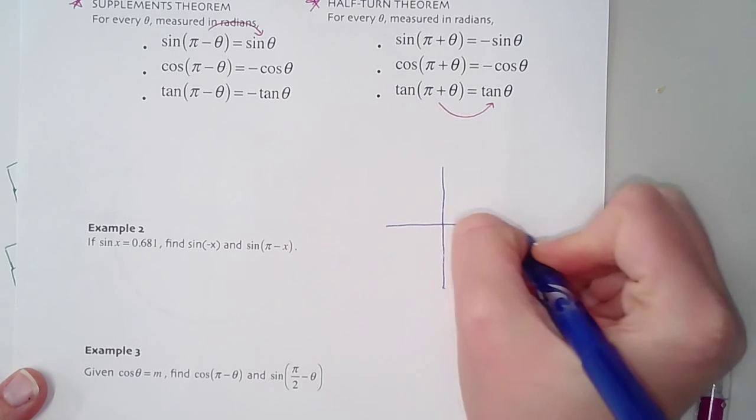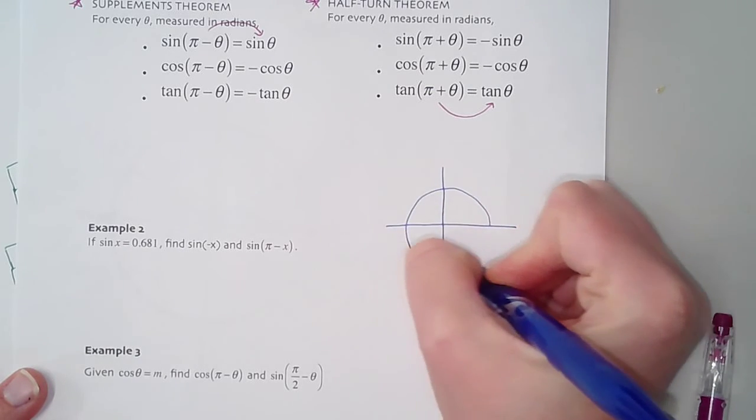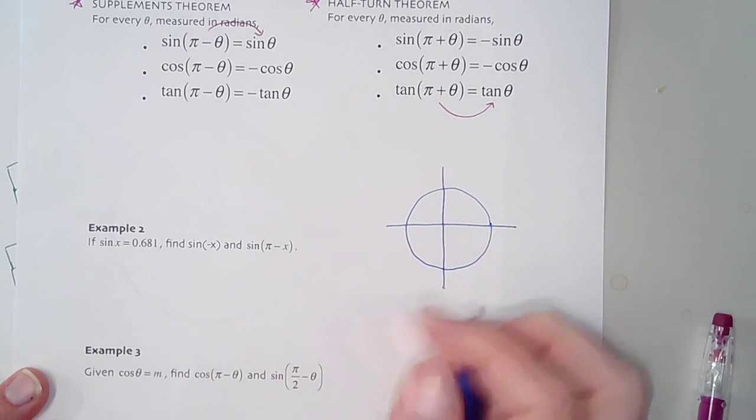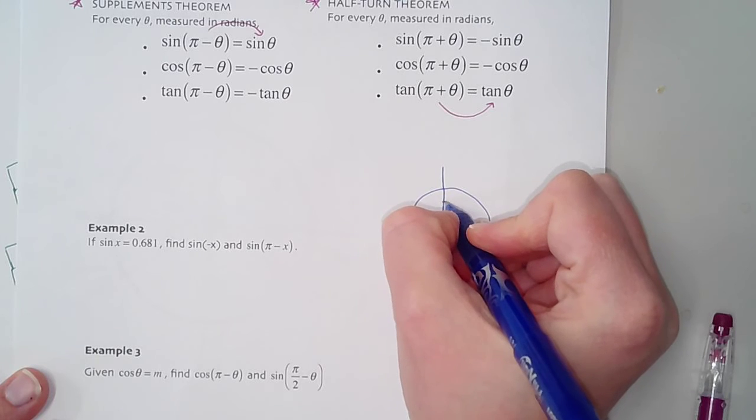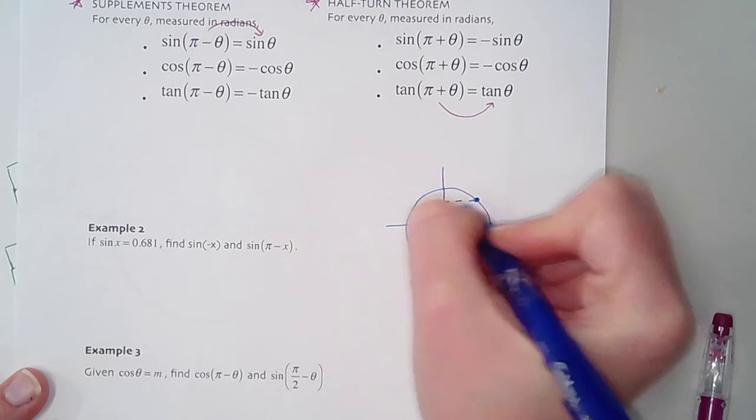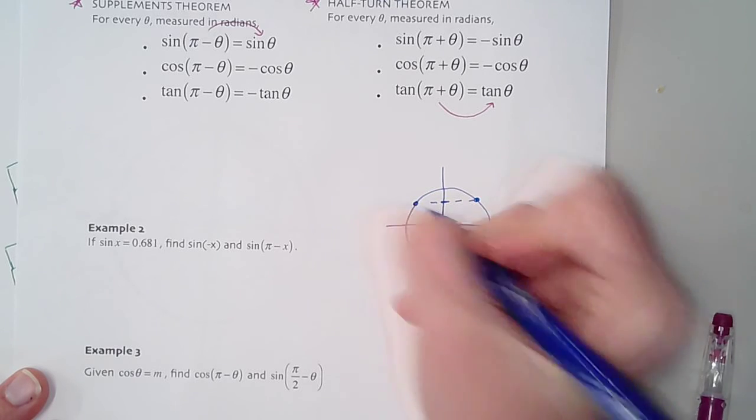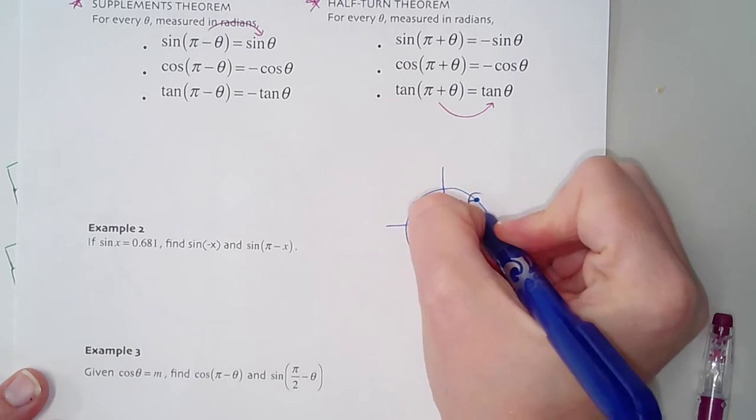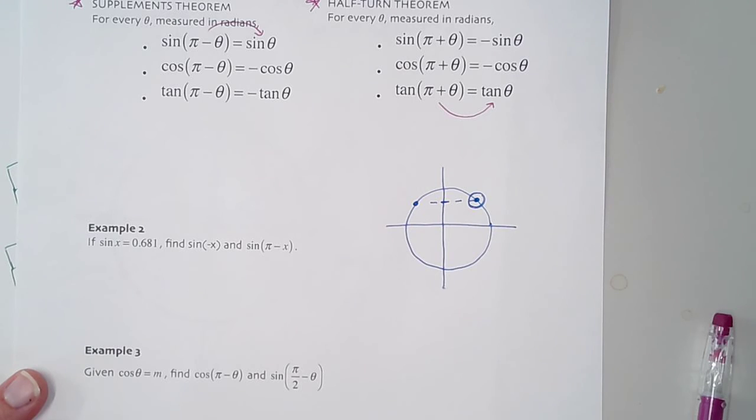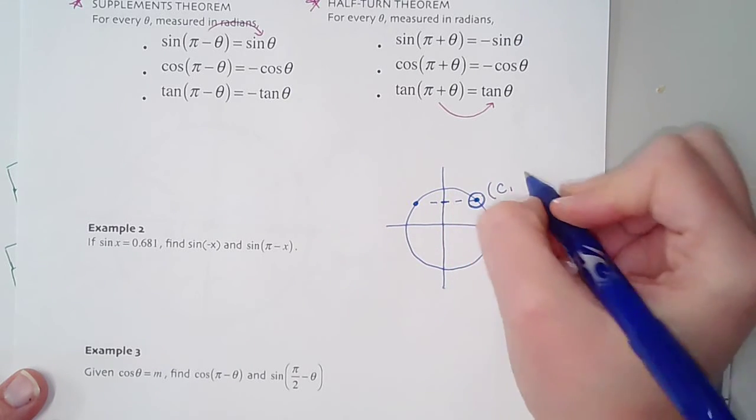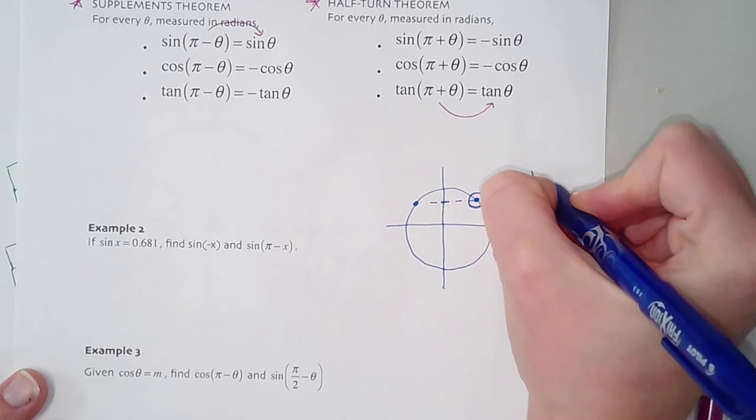I like to draw pictures. You know this already. Okay, sine of x is 0.681. So that means sine would be up here someplace. So I am either living here or I am living here, okay? Doesn't really matter which one you choose at this point because we're going to talk about how to find the other one. So I'm going to just assume that we're living in this first quadrant. I usually like to start in the first quadrant. So I know that my coordinates here are some cosine and then 0.681.